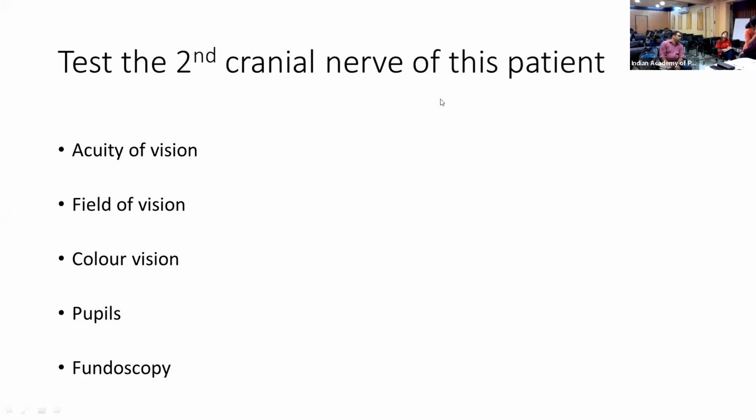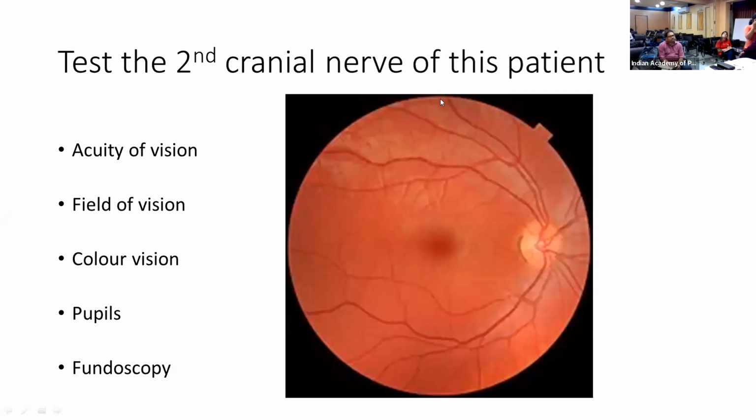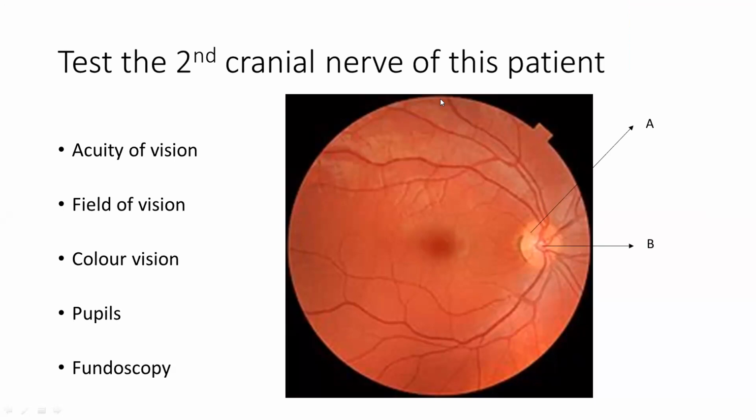And the same is to be done with the other eye, correct? Now, one of the common OSCE questions that is asked is, this is a normal fundus, and what are the different parts? Can somebody online tell me what is this? A? Optic disc. What is this? B?